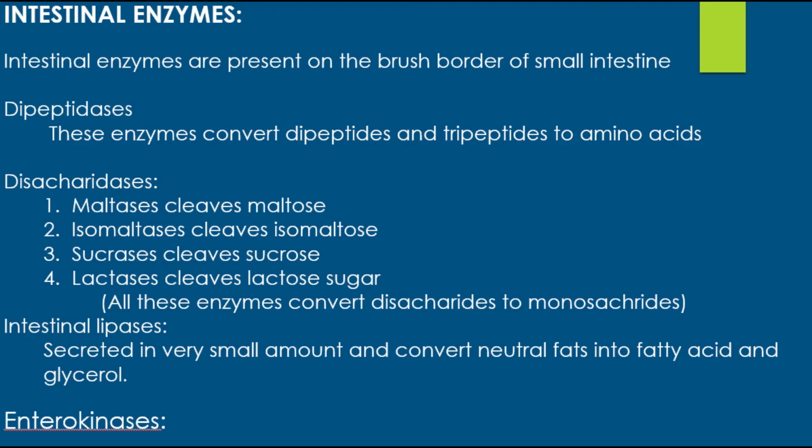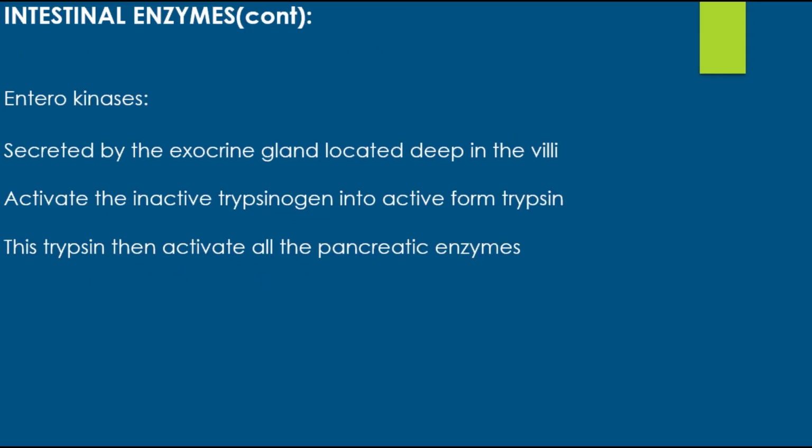The last enzyme is the enterokinases. Enterokinases are secreted by the exocrine gland located deep in the villi. They activate the inactive trypsinogen into the active form trypsin. This trypsin then activates all the pancreatic enzymes.